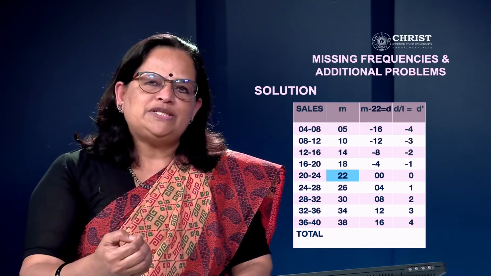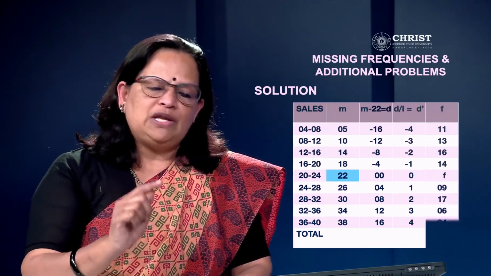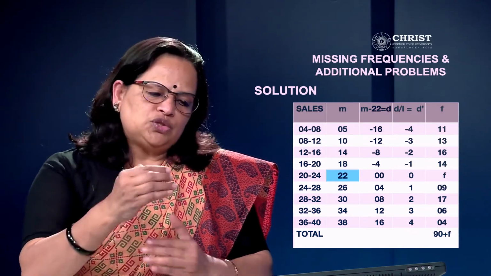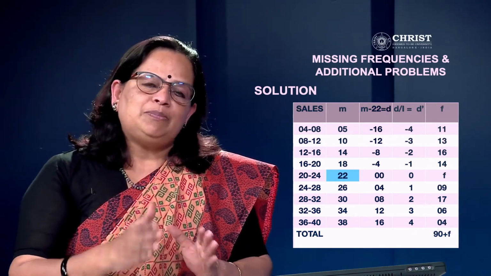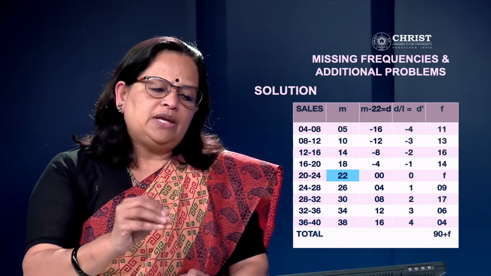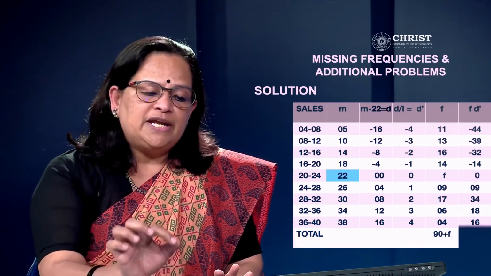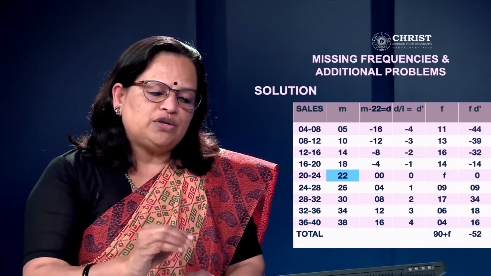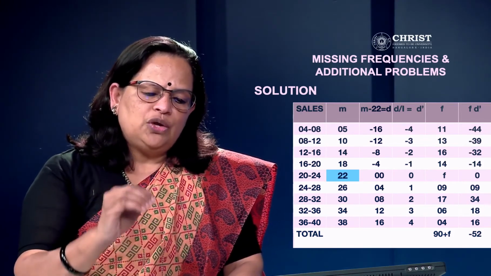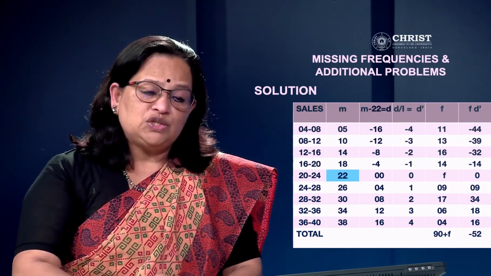Now you have the frequency values 11, 13, 16, 14, and the missing value you have to find out, that is f, and then 9, 17, 6 and 4. So the total of these frequency values is 90 plus f. The missing frequency we are denoting as f. Now we take the total of fd dash, that is minus 44, minus 39, minus 32, minus 14, 0, 9, 34, 18 and 16. So the total you will get is minus 52.